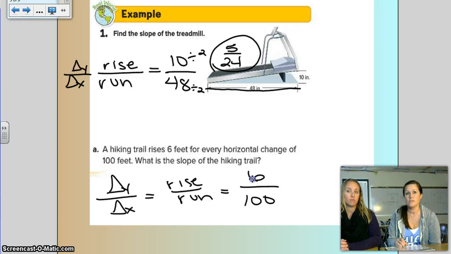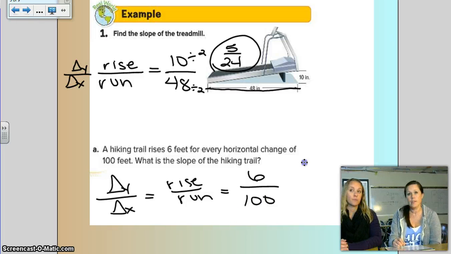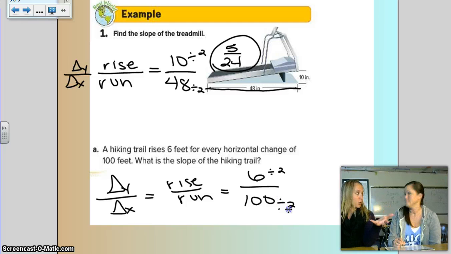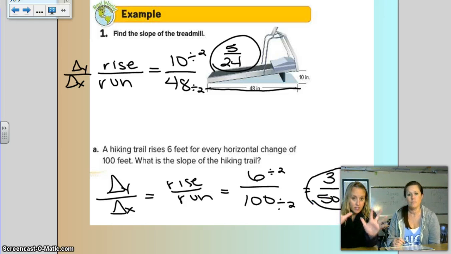Well, rise was 6. Horizontal change is change in x, 100. Both of these are even numbers, so I know it can go down by at least 2. 6 divided by 2 is 3. 100 divided by 2 is 50. So my slope is 3 over 50. Leave it as 3 over 50. You just leave it as a fraction.